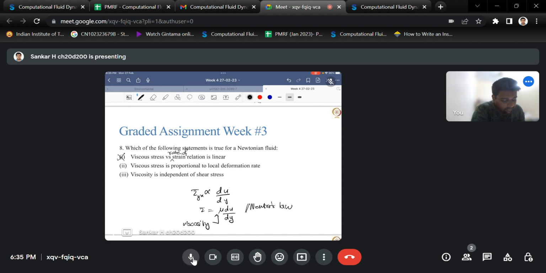And the second option is viscous stress is proportional to local deformation rate, and this local deformation rate is also known as strain rate. Therefore, this statement is correct. And the third point is viscosity is independent of shear stress, as we see that viscosity is defined as the proportionality constant. Therefore, for Newton's law to hold valid, we have to assume that the viscosity is independent of shear stress for a Newtonian flow.